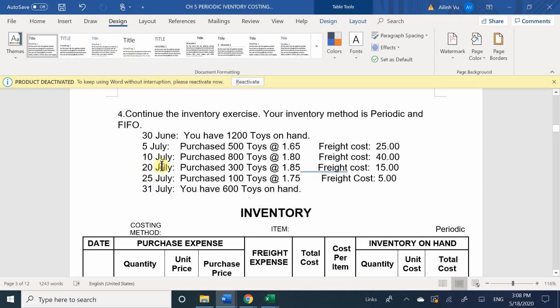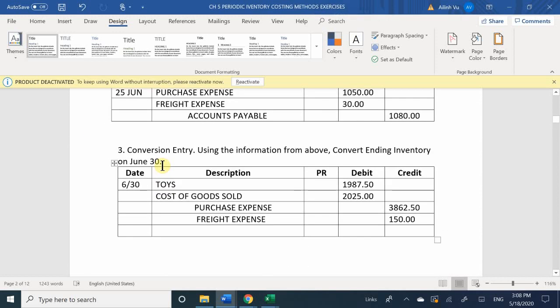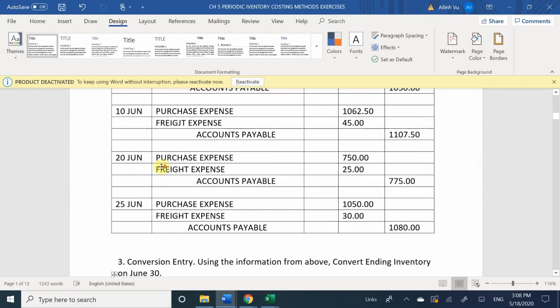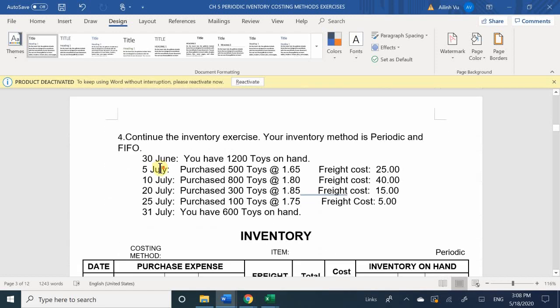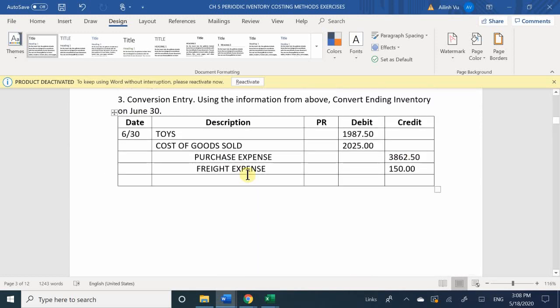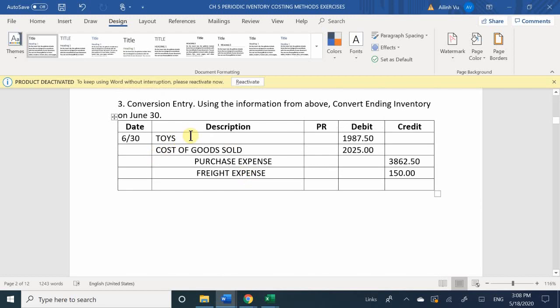Right, so here we left off on completing question number three, so we are continuing with question number four. Now it says here, continue the inventory exercise. Your inventory method is periodic and it's FIFO. So again, here it says on June 30th, you had 1,200 toys on hand. So let's scroll up and see how much that 1,200 actually cost us.